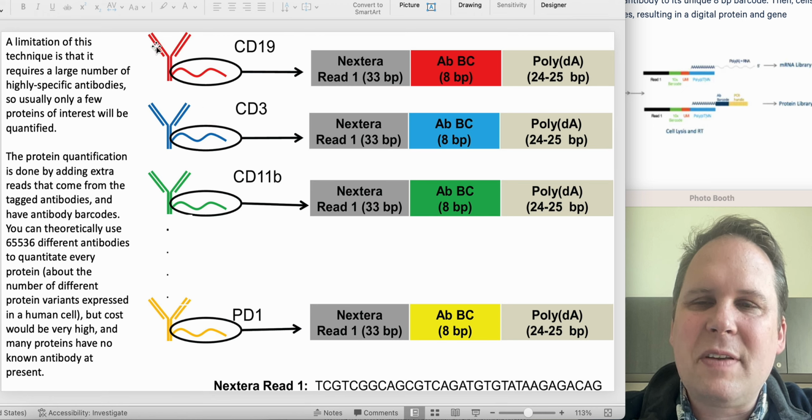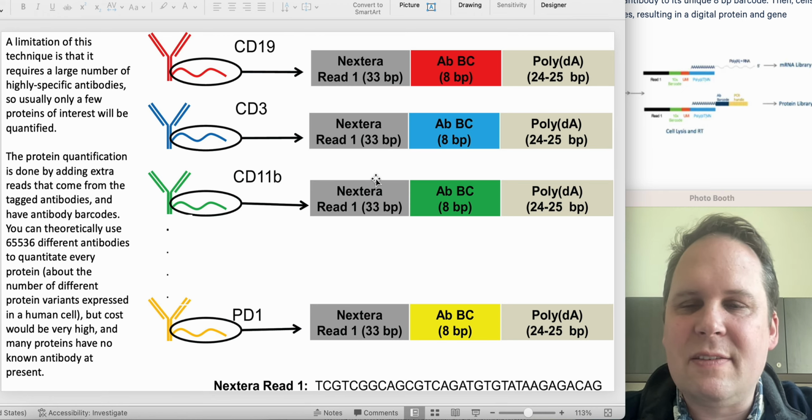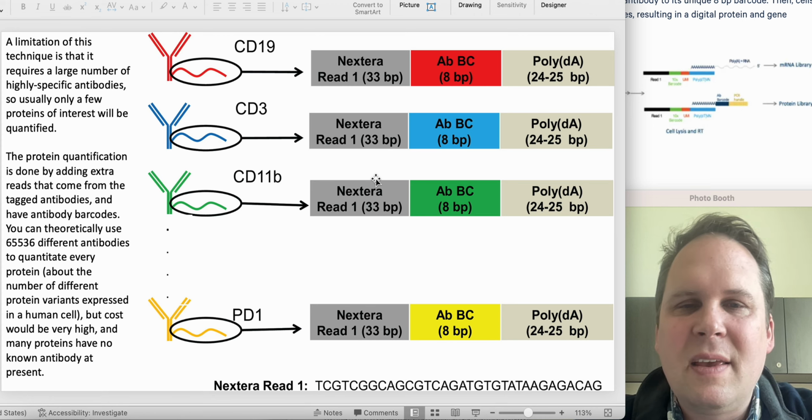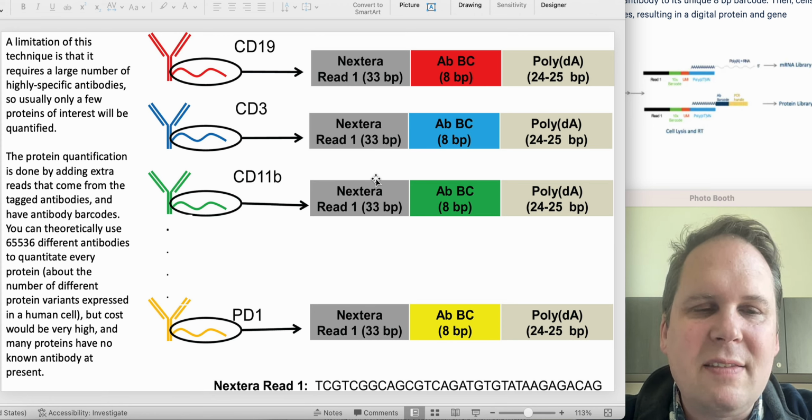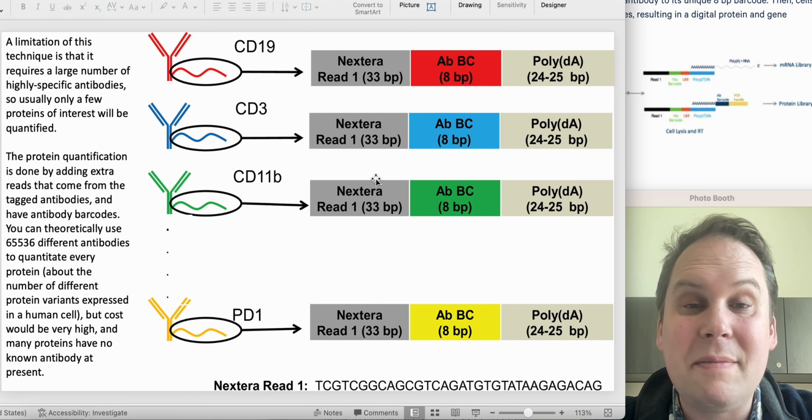Here's a little zoom in on these tagged antibodies. So here's the different antibodies. They're the Y-shaped thing. And this wiggly thing attached to the side, this is going to be the DNA that's conjugated to the antibody. And so you have to order these specially, these sort of conjugated antibodies. But they can be made. It's expensive and laborious and somewhat difficult, but it can be done.